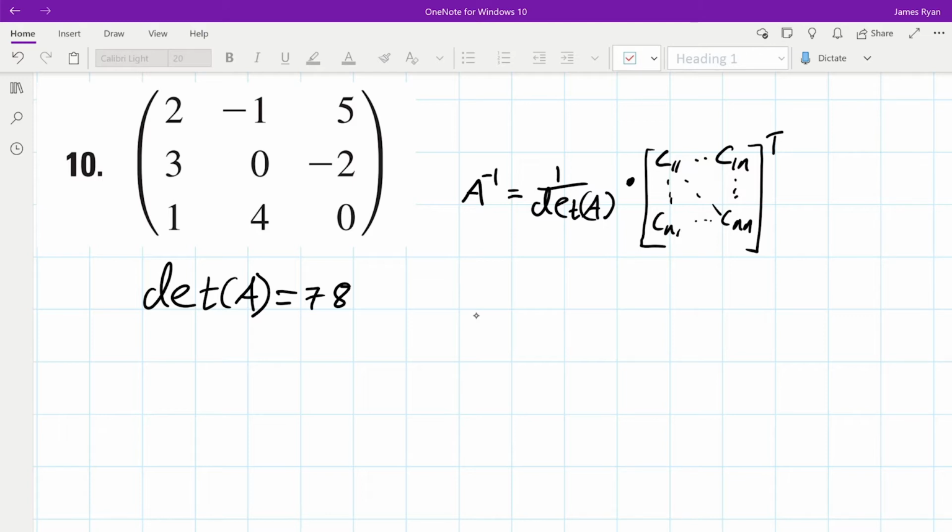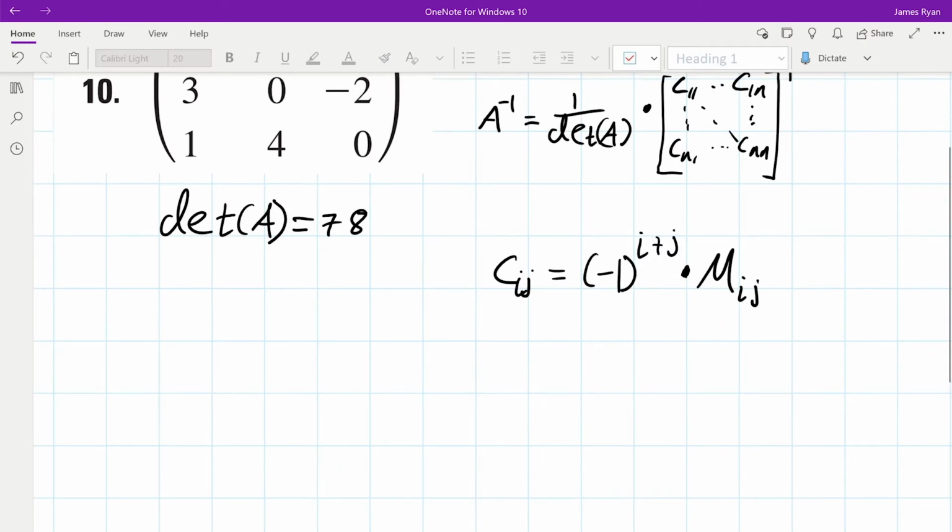So remember from doing cofactor expansion, the cofactor Cij is -1 to the power i plus j times the minor determinant ij, where the minor determinant is the determinant of the matrix consisting of all rows except for i and all columns except for j. So let's go ahead and start calculating those.